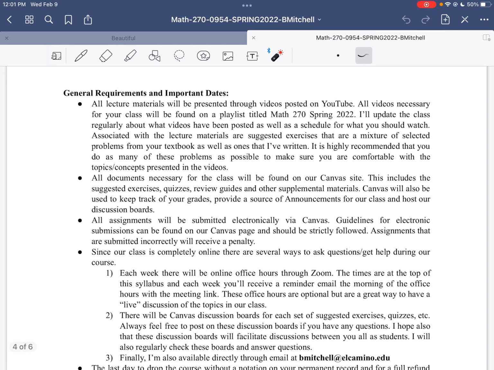All right, with all that being said, let's move on from page 3 and talk about some general requirements and important dates. So first of all, this has probably been hinted at, but it's time to actually just say it directly. Like we mentioned, it is an asynchronous class here. So all of the material you are getting is presented through recorded videos posted on YouTube. So all of our lecture materials are presented through videos posted on YouTube. All the videos necessary for your class will be found on a playlist entitled Math 270 Spring 2022.